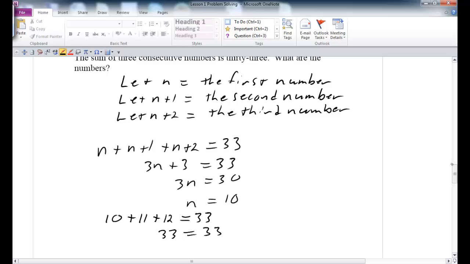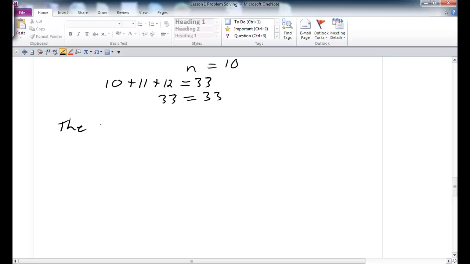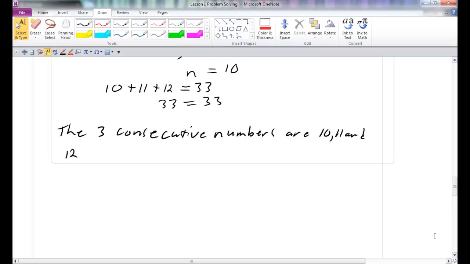Let's write out our sentence. This is also where the let statements help. They help us write out our sentence answer. The 3 consecutive numbers are 10, 11, and 12.